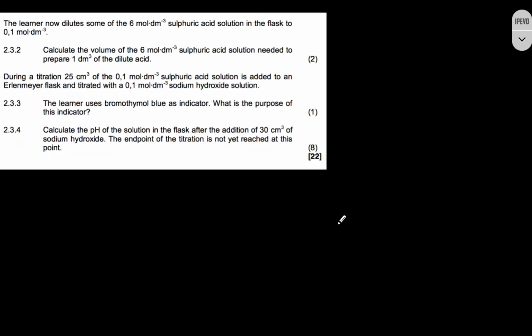Okay, moving on to the last question. As you can see, they say Elena now dilutes some of the 6 moles per dm cubed sulfuric acid solution in the flask to 0.1 moles per dm cubed. So take note here, very important: dilutes, right? That means they added some water to change the concentration from 6 to 0.1. Then they say calculate the volume of the 6 moles per dm cubed sulfuric acid solution needed to prepare 1 dm cubed of dilute acid.